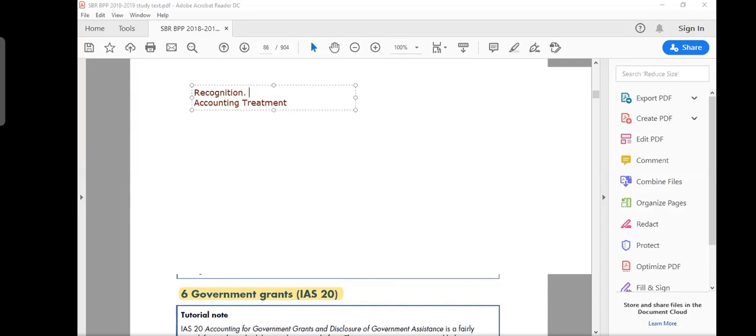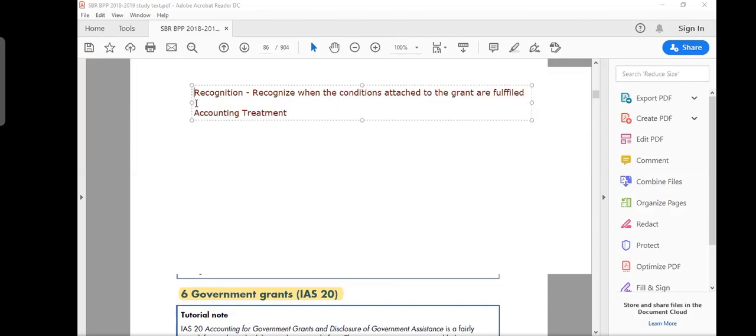For recognition, you should always remember the basic rule that you recognize the grant when the conditions attached to it are fulfilled. As I told you, the grant could be in the form of cash or in the form of some asset. They may give you some equipment. In agriculture, they give some agricultural equipment, harvesters, tractors.